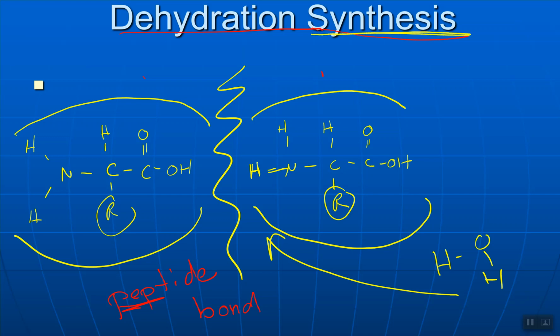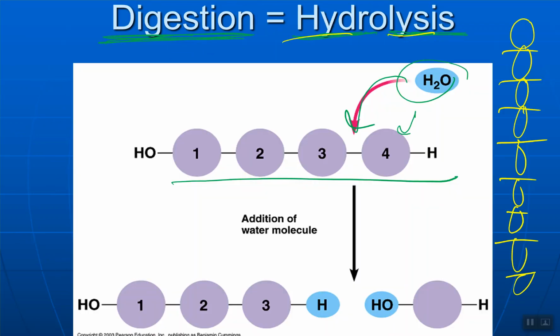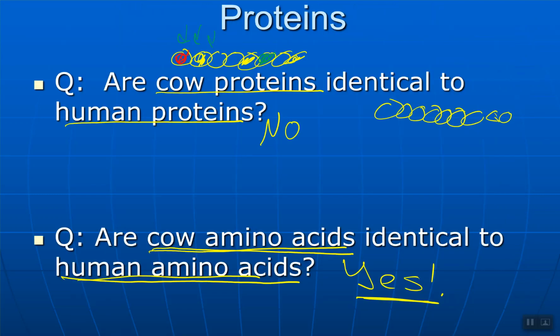Dehydration synthesis is building by removing water. Hydrolysis is splitting by adding water. All right, so this is what's going to happen with Zach. He eats his cow, he eats his hamburger, and he's going to, in his digestive tract, hydrolyze it and separate it into the individual amino acids.